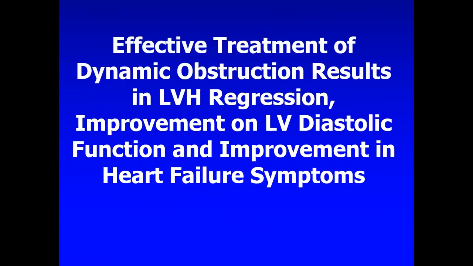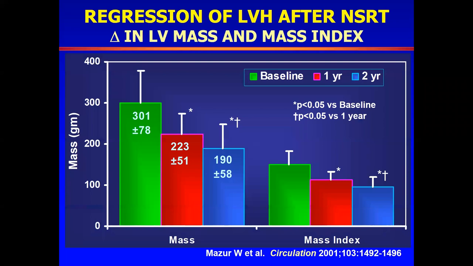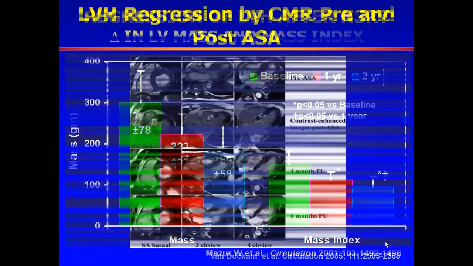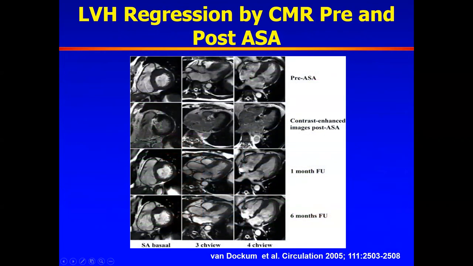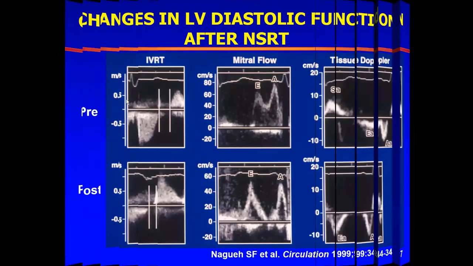The effective treatment of dynamic obstruction has amazing effects on LVH regression, improving diastolic function and heart failure symptoms. This looks at LV mass at 1 and 2 years, decreasing significantly. This is by echocardiography. This was also shown by CMR, and you can look at different sites, not just the septum, which undergoes the infarction. If you look at the lateral wall, it's also getting thinner at 1 month and at 6 months.